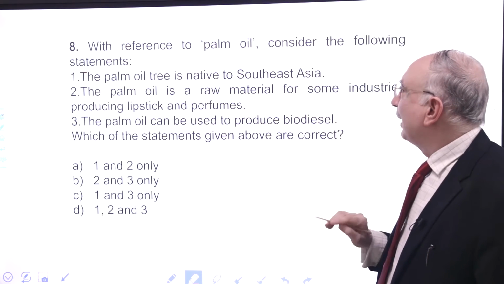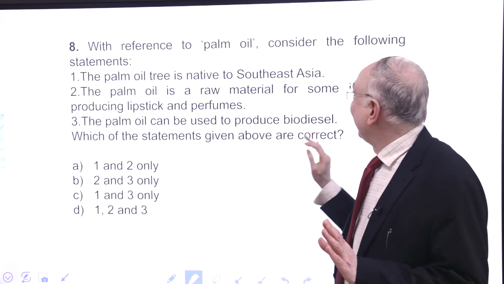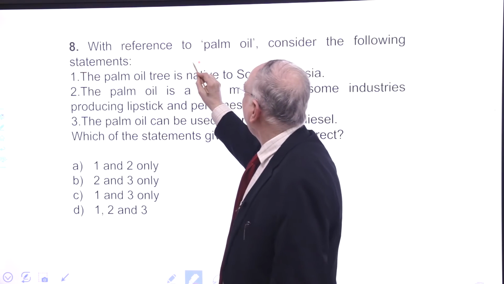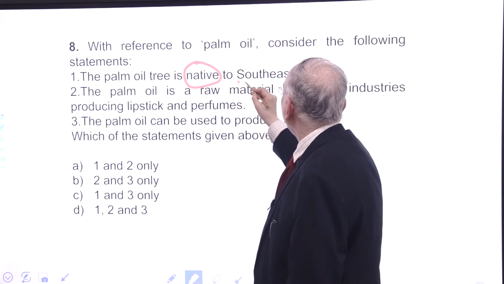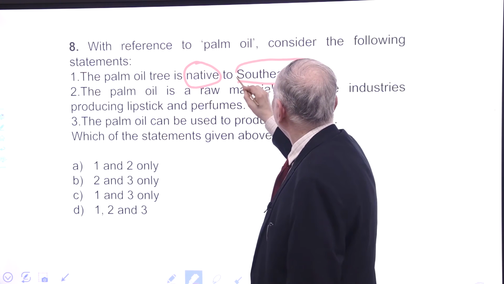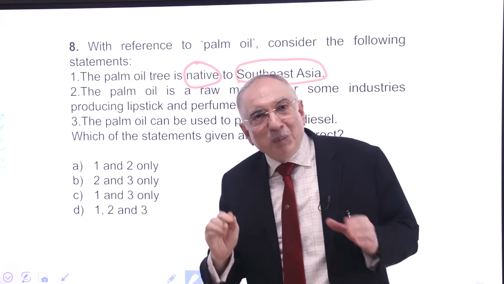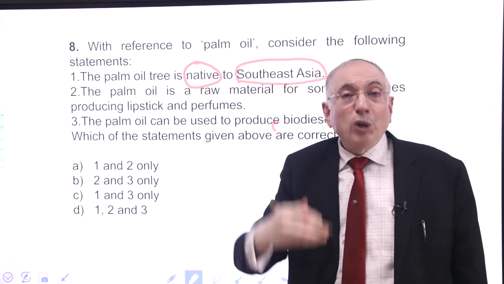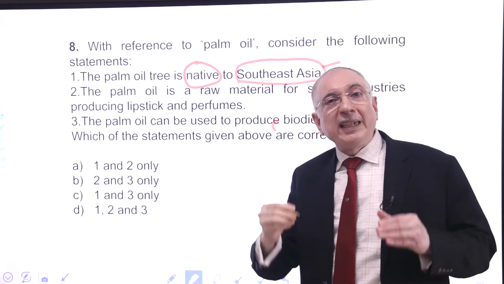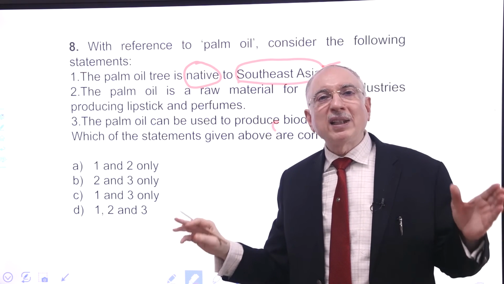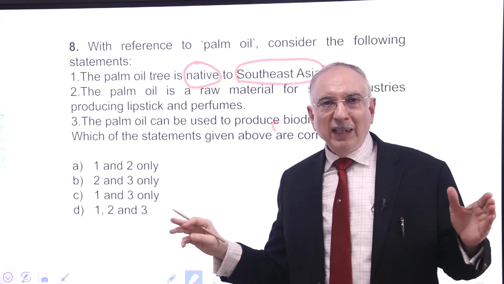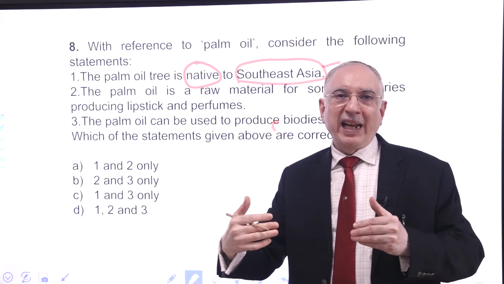Let us look at this. Palm oil tree is native. Now here, this is the keyword. And this, Southeast Asia. Now, native means the origin. Southeast Asia is currently the largest producer. For instance, Indonesia and Malaysia are the largest producers of palm oil, but that is in recent times.